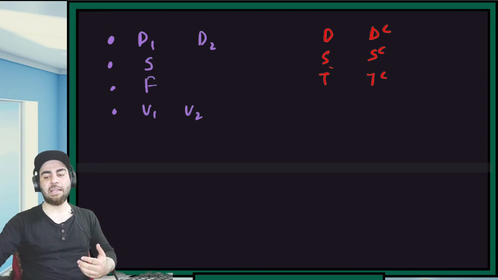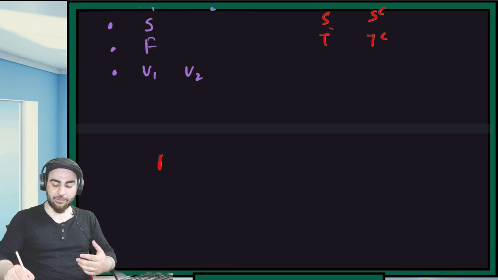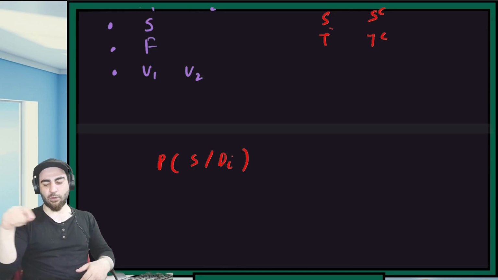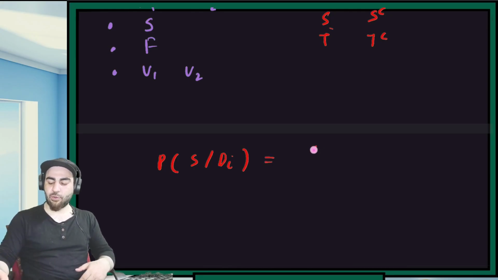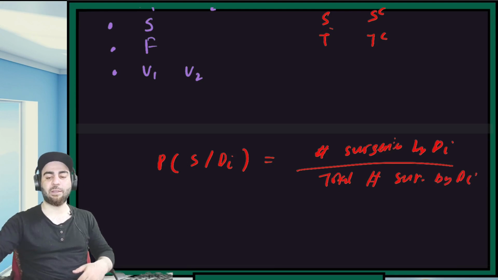So now we want to analyze this problem conditionally. Probability of success given DI. So probability of success given the doctor I is the total successes by doctor I divided by the total number of surgeries performed by DI. This is what we want to compute, and then what we have to do is condition it.